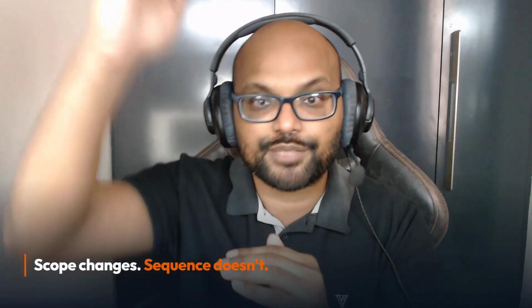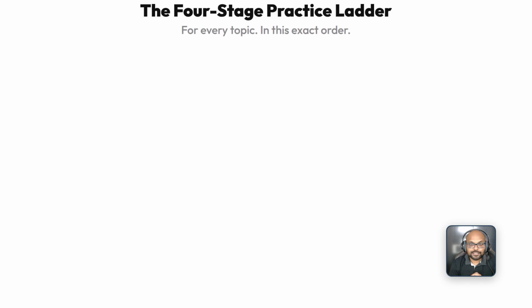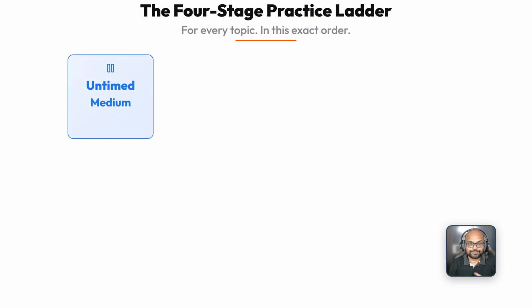But here's the thing, both paths use the same four-stage practice ladder. When foundations are taken care of, when the concepts are taken care of, when you are in your practice stage, there is a four-stage practice ladder. The difference is scope, not the sequence. The sequence is non-negotiable. This is where the score swings live, in that ladder.